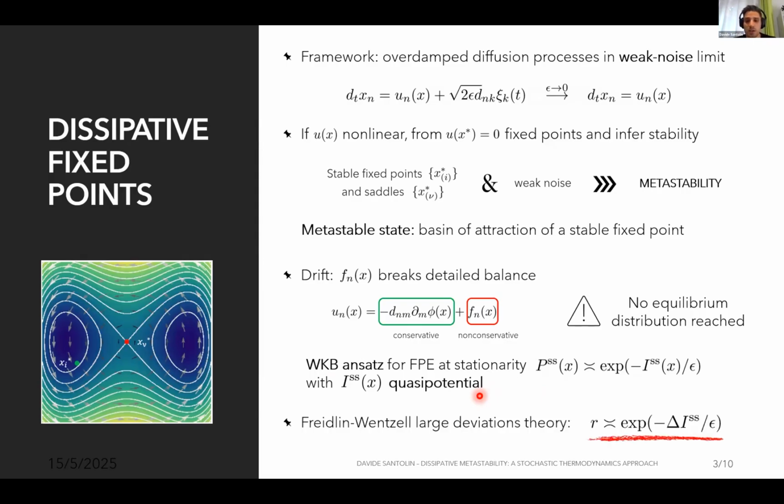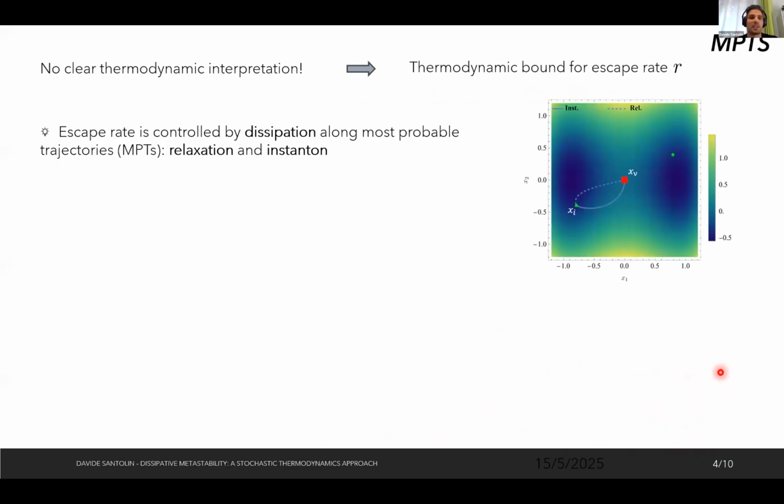So in this framework of large deviation theory, Freidlin and Wentzell derived their expression for the transition rate, which is formally equivalent to the Arrhenius formula. There is a dependence on the quasi-potential barrier, but this formula has no clear thermodynamic interpretation, and also the quasi-potential is hard to determine. So let's see what we can do in terms of deriving some thermodynamic bound on this quantity, on this transition rate.